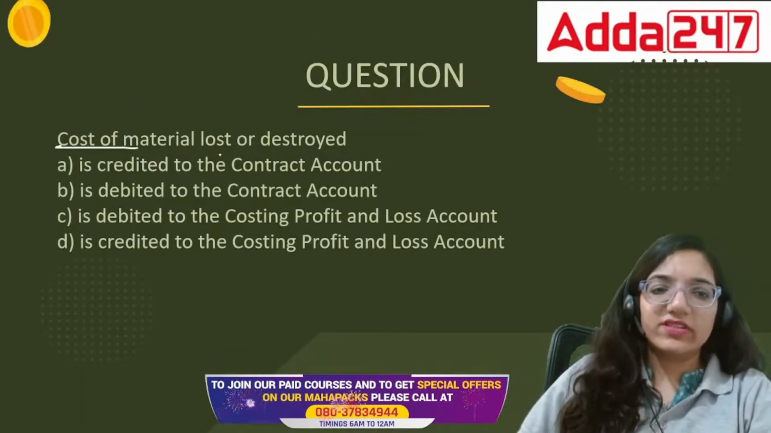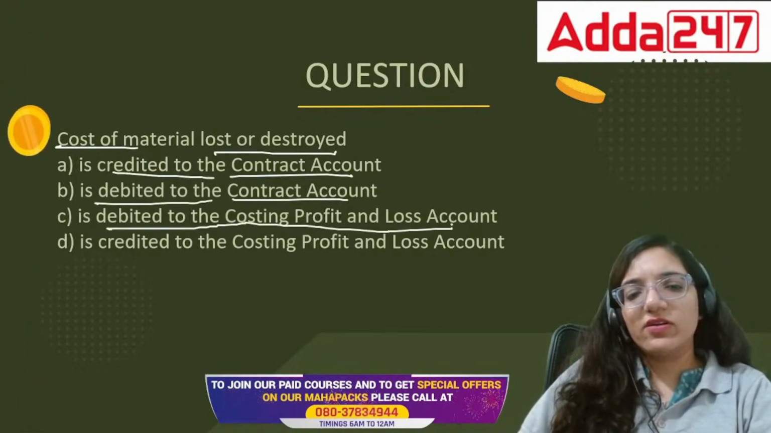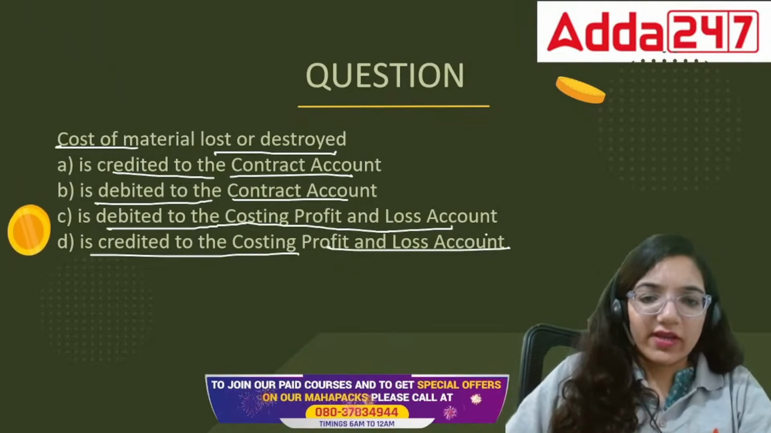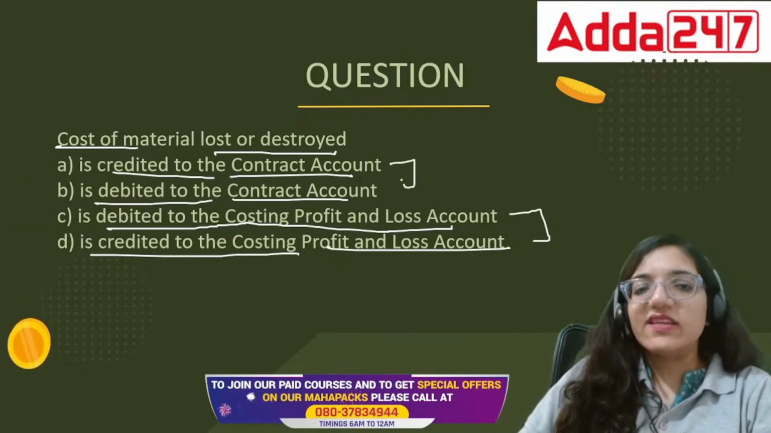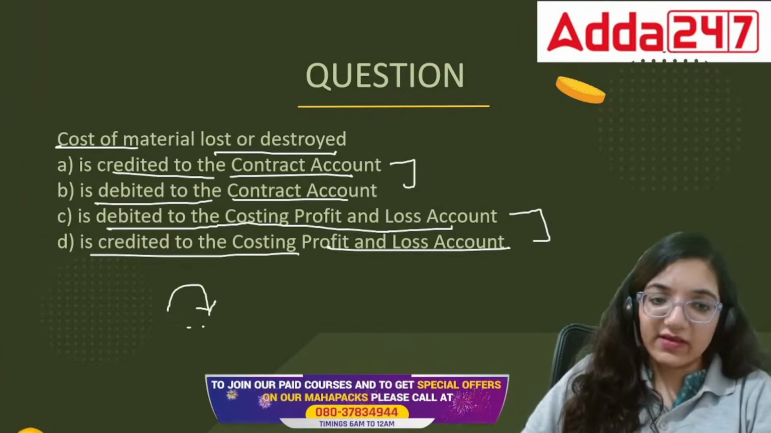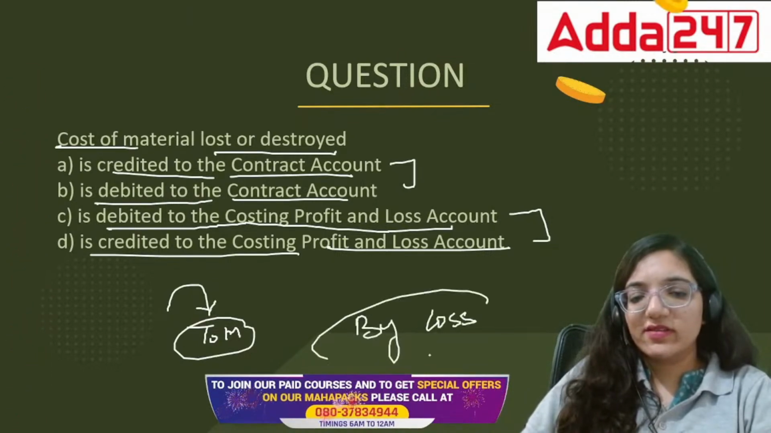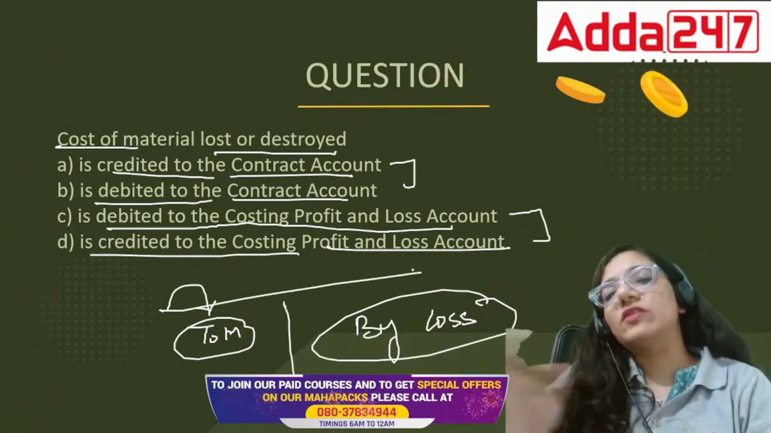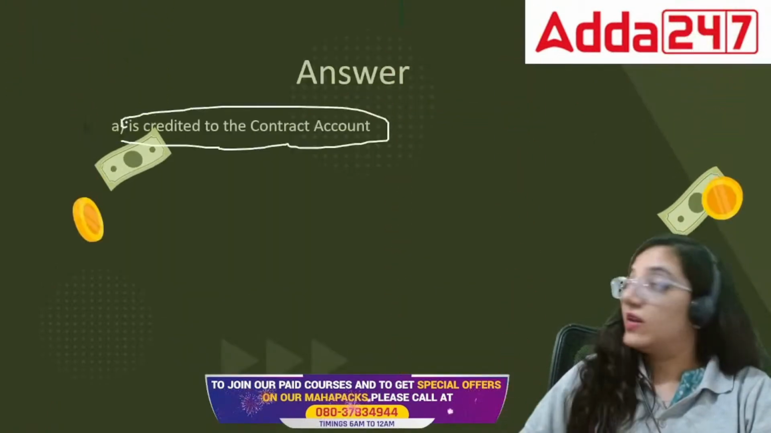Cost of material lost or destroyed is debited in the contract account, credited in the contract account, debited to the costing profit and loss, or credited to the profit and loss? Whenever material is destroyed, it doesn't go to the profit and loss account. The question is talking about the contract account. Under the contract account, whenever material is entered, it is debited, to material. When it is lost, it would be by loss, because everything that is entered into the contract is on the debit side. Whatever we lose is on the credit side. So in this case, the correct answer is that it is credited to the contract account.